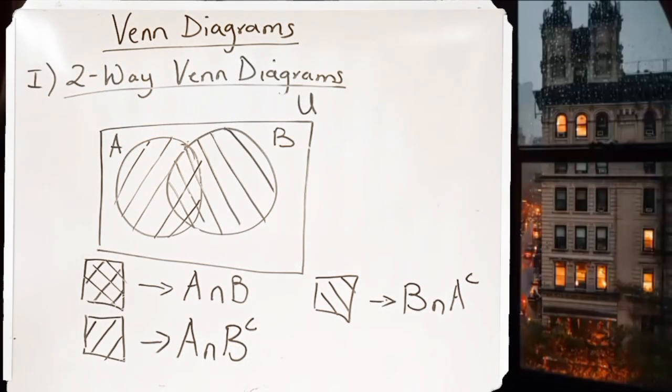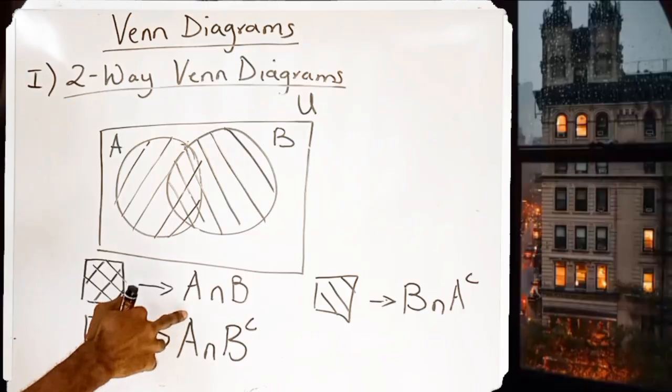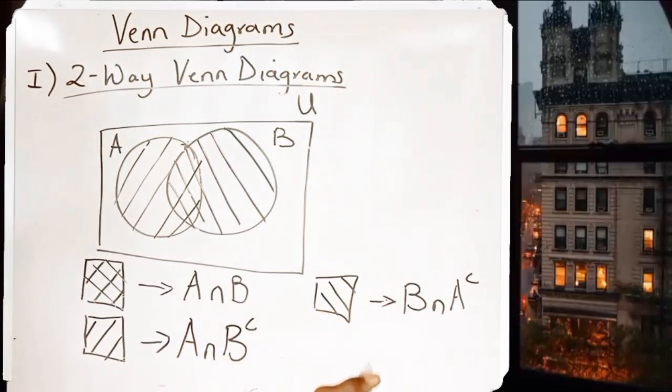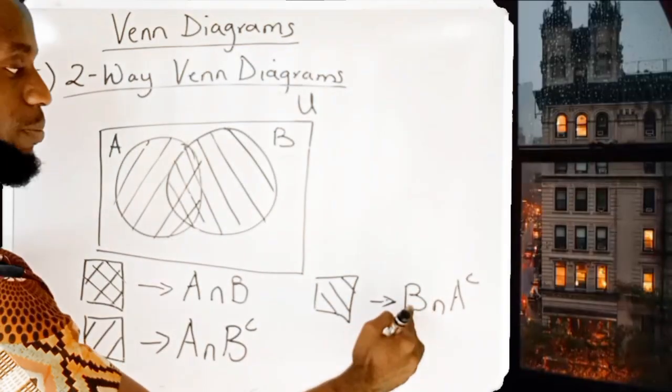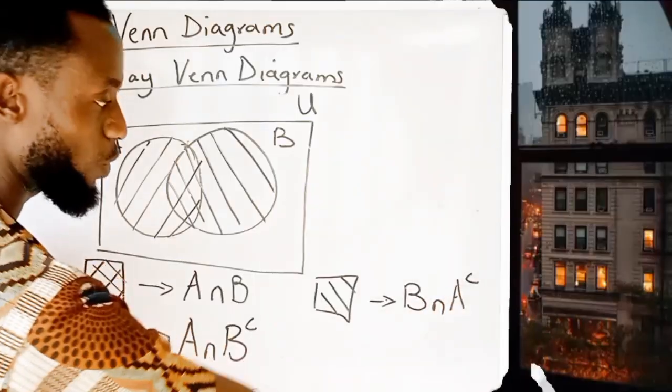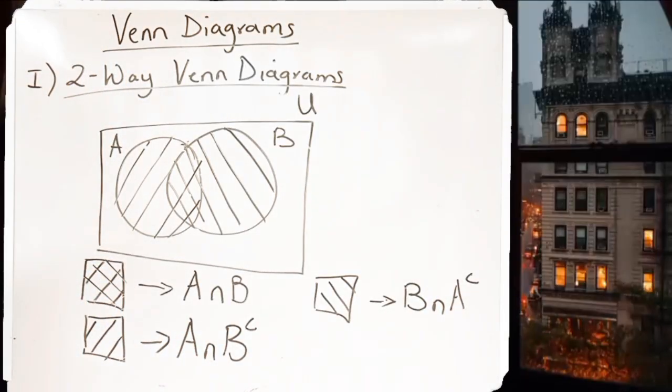I cannot tell my students it's easy to remember. Just tell yourself: A only will be A intersecting the complement of the others. B only will mean B intersecting the complement of the others. Simple.